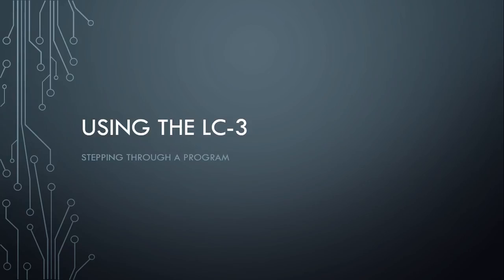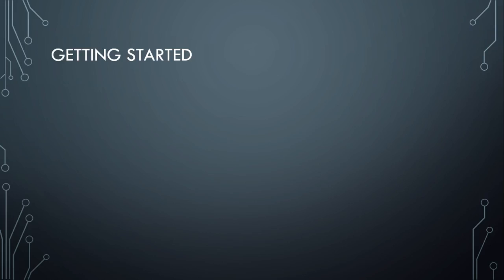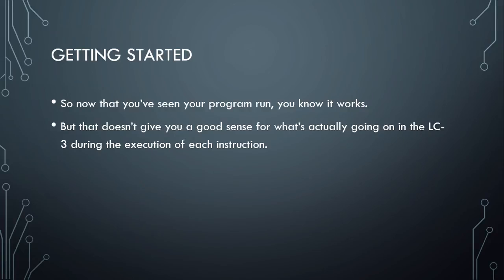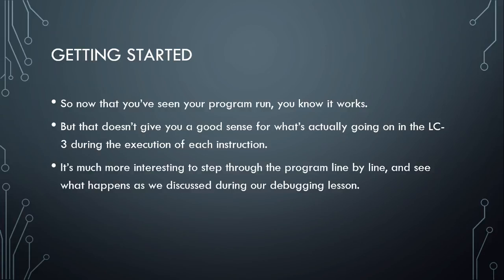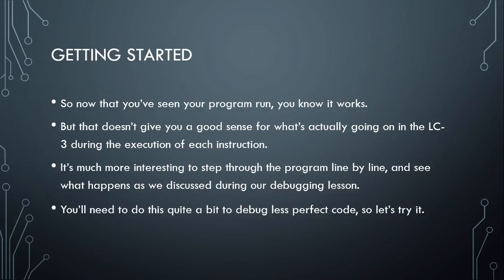of our debugging a program that we discussed last time. So let's go ahead and get started here. So we've already at this point seen our program run. We've run it and it's done some things. So we kind of have a general idea of how it works. But it doesn't really give us a good sense of what's actually happening inside of the LC3 during the execution of each instruction. It's much more interesting to step through the program line by line and see what happens, as we discussed during our debugging lesson.